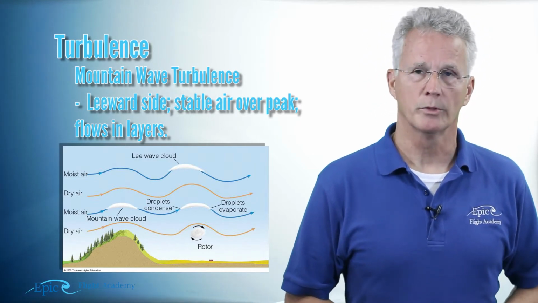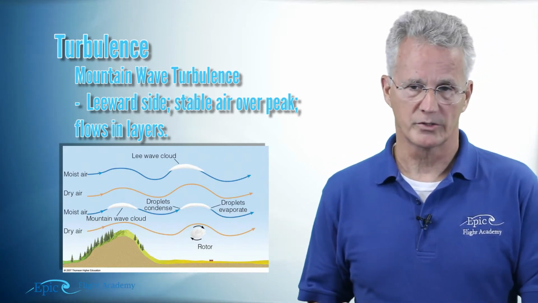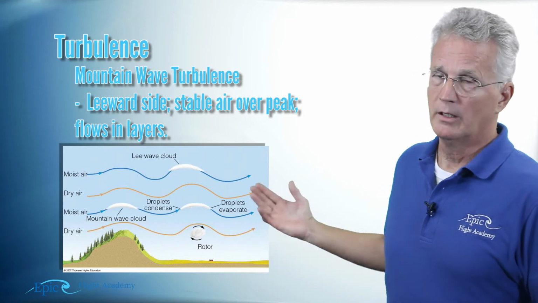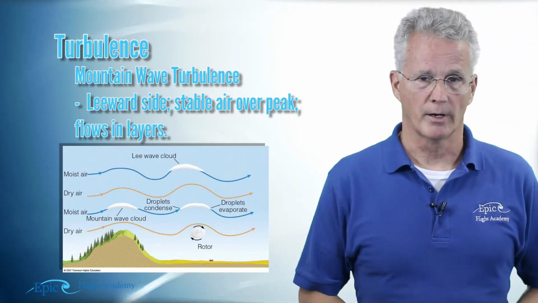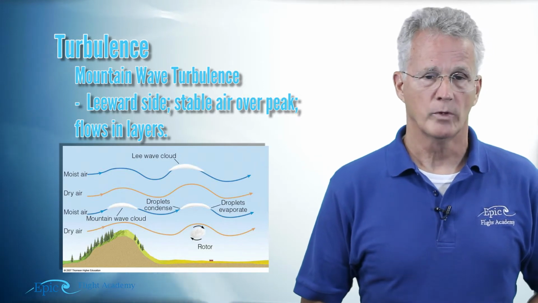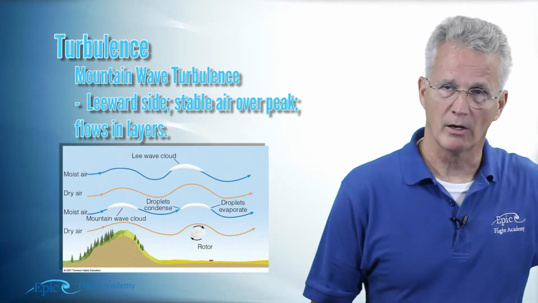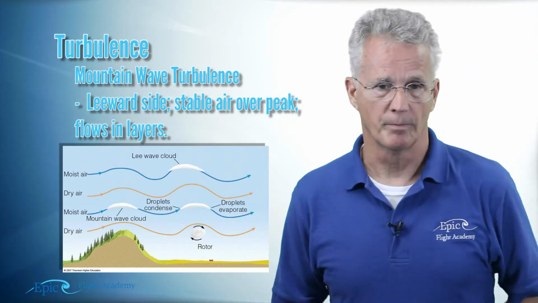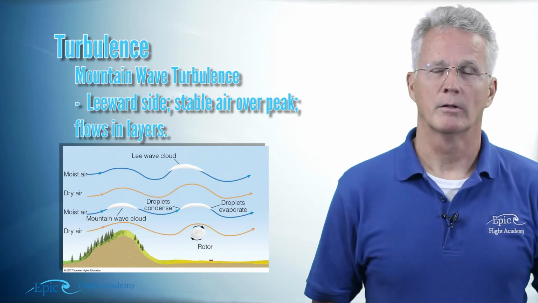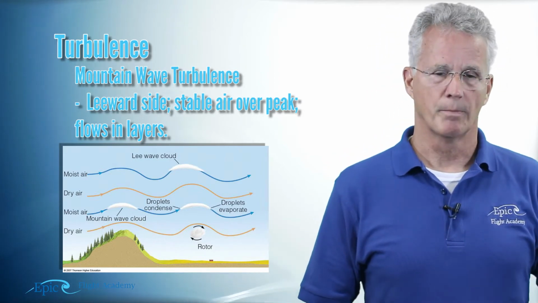Now, what is the leeward side? The leeward side means the downwind side, and you can see that mountain wave depicted here in this diagram. We have stable air over the peak, but as the air flows over that peak, it causes this turbulent activity on the downward or leeward side.